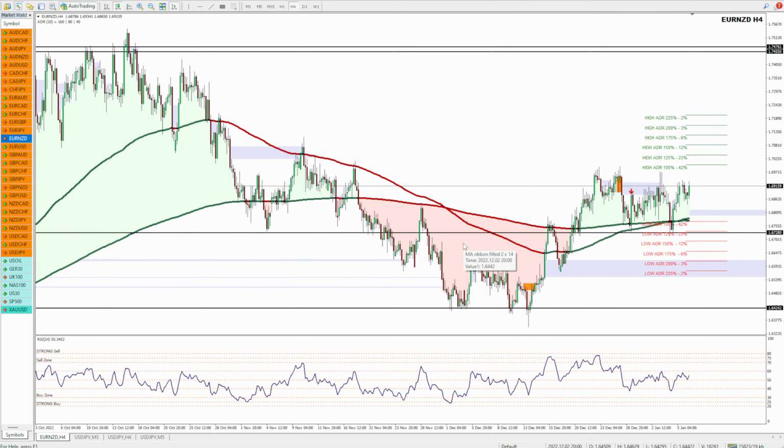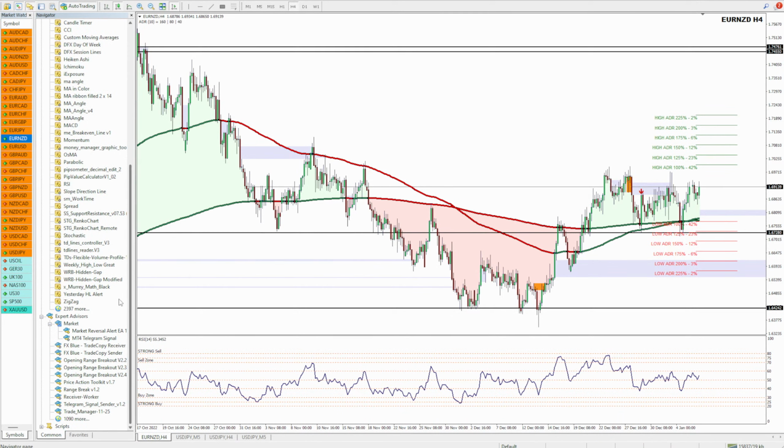Blue, anyone know a simple to use position size calculator? Yeah, there's one in the group. It's called Money Manager Graphic Tool.